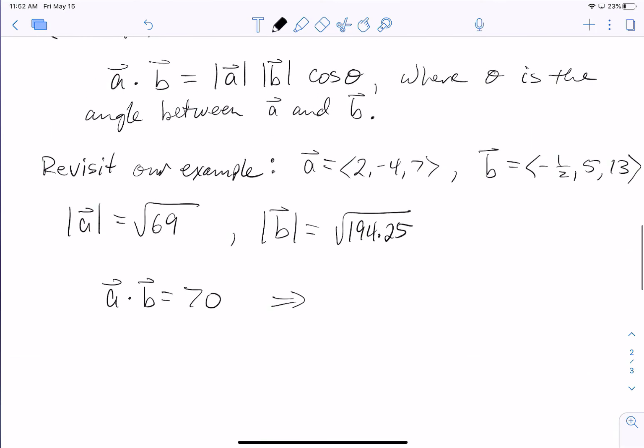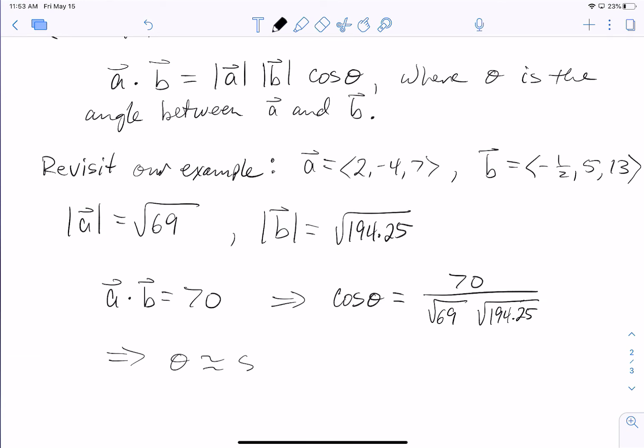So using this formula that we just wrote down, this physics definition, we can say that the cosine of theta is equal to 70, the dot product, divided by the product of the magnitudes of A and B. So 70 divided by 69 times the square root of 194.25. Using then an inverse cosine, we can find out that theta is approximately 52.8 degrees. That angle is the angle between the two vectors A and B.